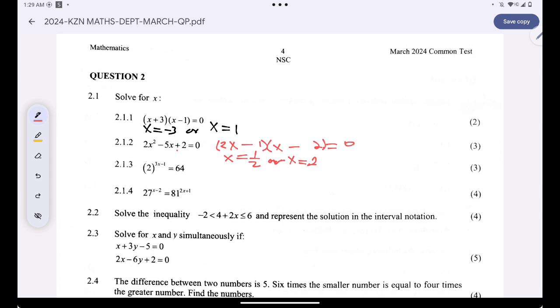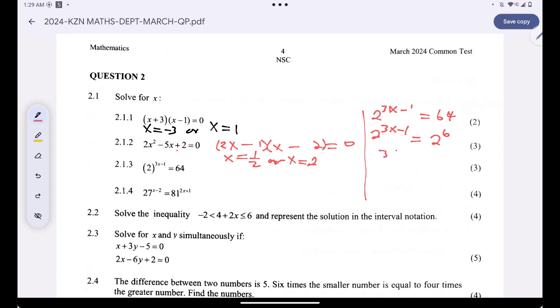Okay, then 2.1.3, I need to solve x, and x is at the exponent. 2 to the power 3x minus 1 is 64. I must always try to make bases the same and then make the exponents equal. 64 can be written as 2 to the power 6. Now my bases are the same, the exponents should be equal.